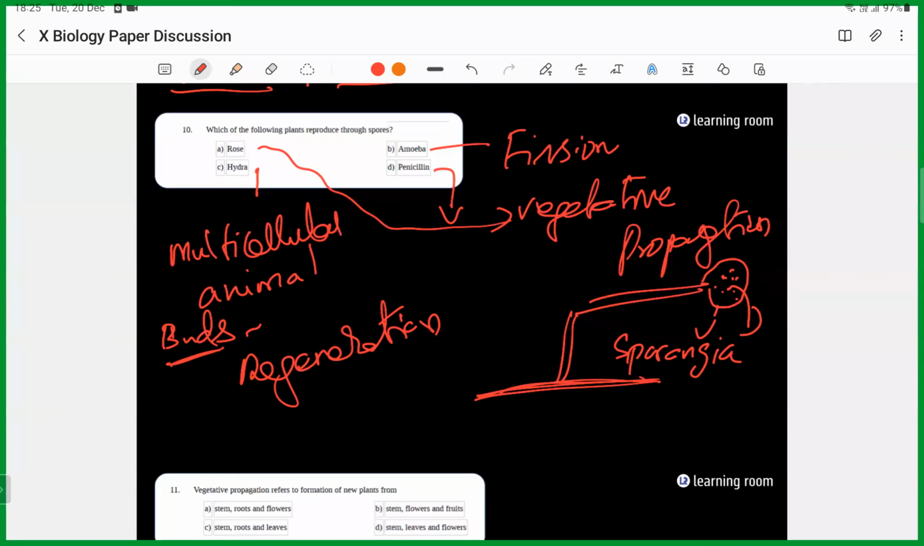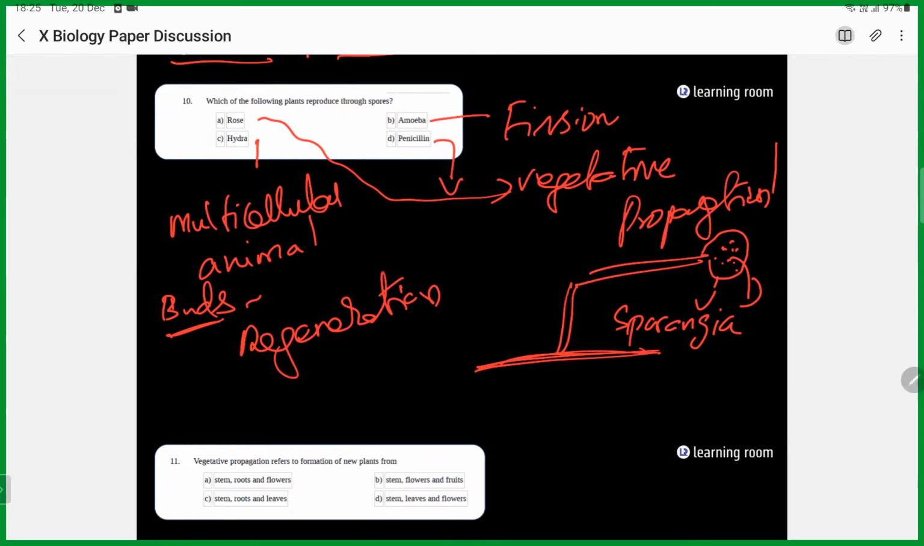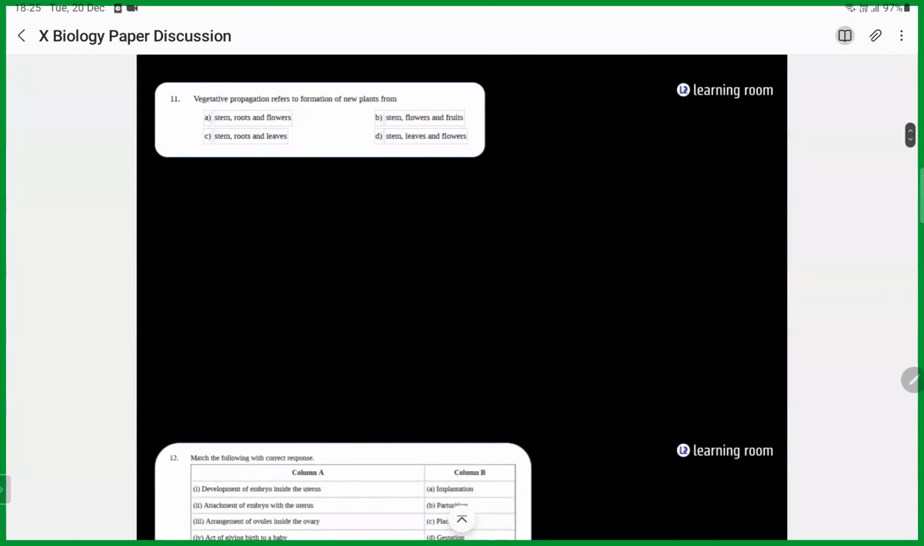So Penicillium reproduces through spores. Okay, spore means Penicillium. And then vegetative propagation. What is vegetative propagation? Reproduction of plants through vegetative parts. Yeah, vegetative parts. So now what is the correct option here? Stems, roots, and leaves.